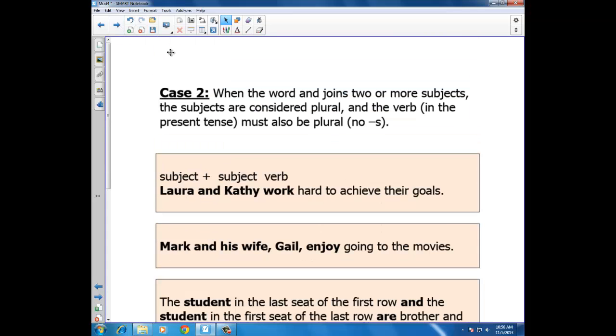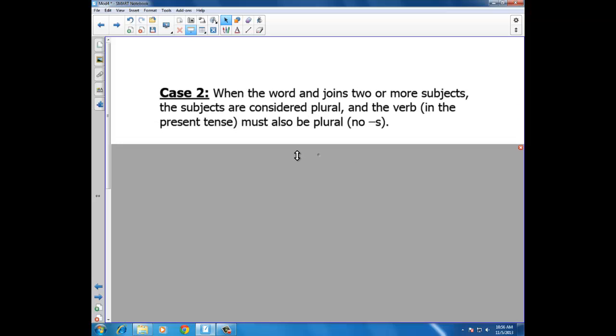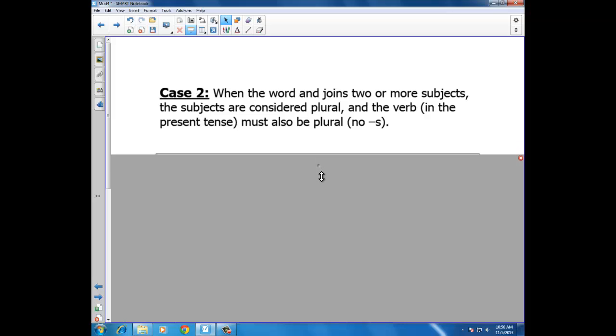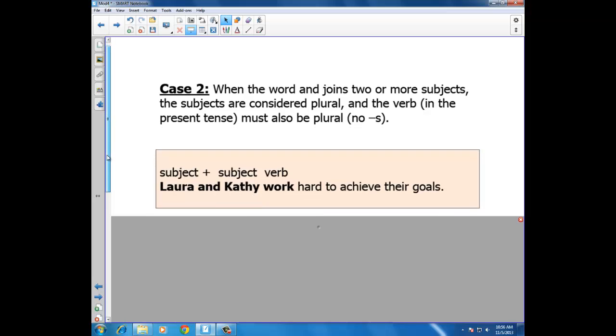Now let's look at case 2. When the word "and" joins two or more subjects, the subjects are considered plural, and the verb in the present tense must also be plural. That means there's no S. Here's an example. Laura and Kathy work hard to achieve their goals.